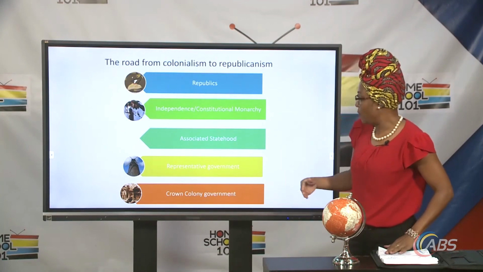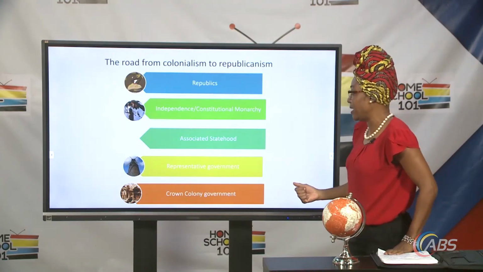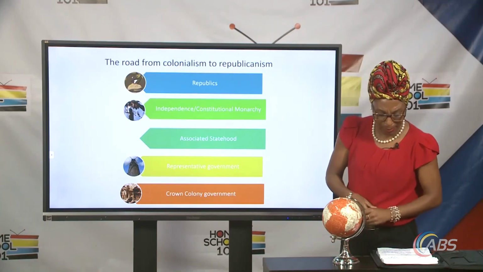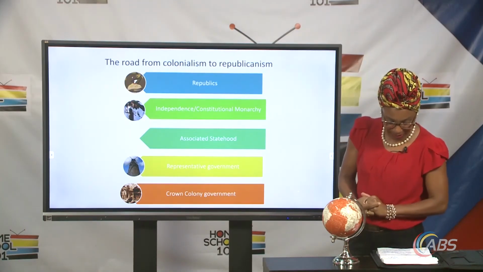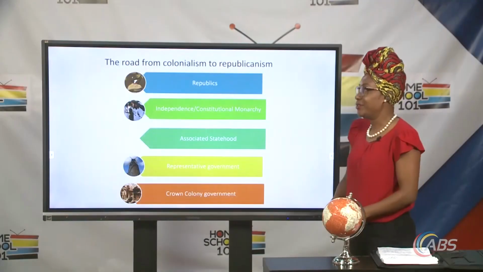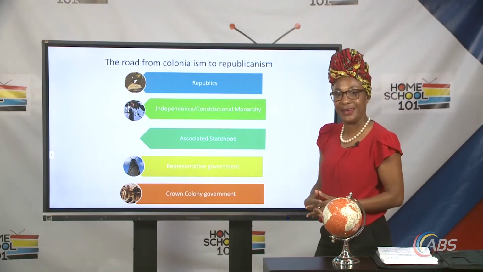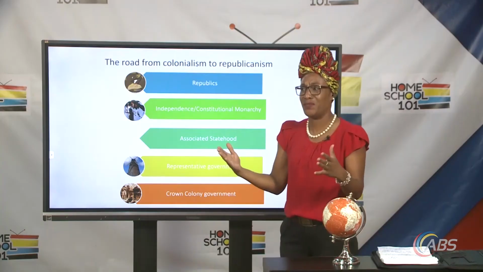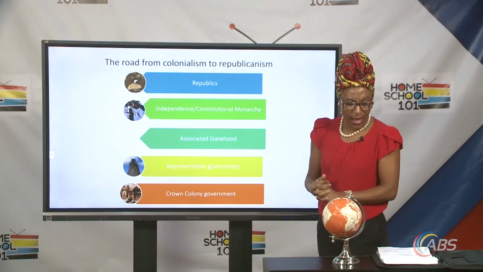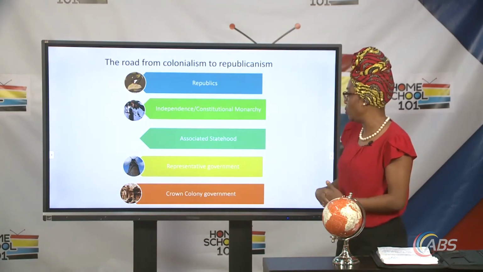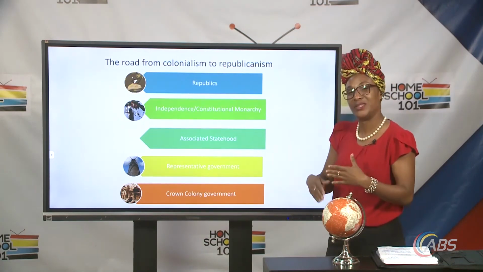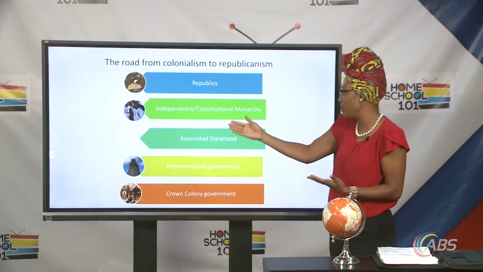Then of course independence speaks for itself, where they're basically more on their own, making better decisions for themselves. Countries wanted more autonomy, they wanted to be in charge of their own affairs. In this system, you have the prime minister. You can use Antigua as an example, because we're basically here.